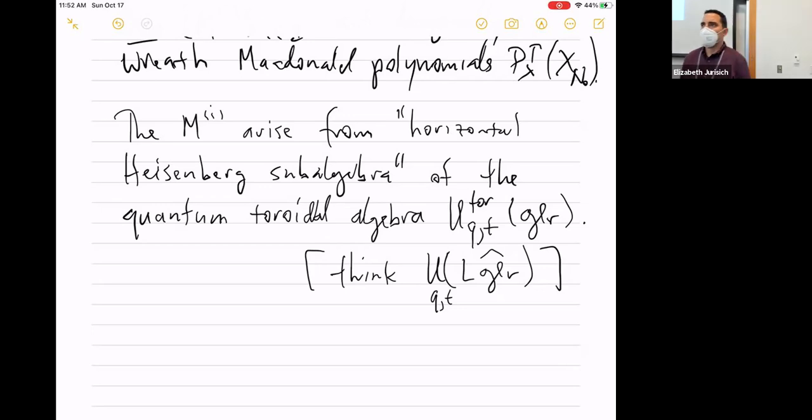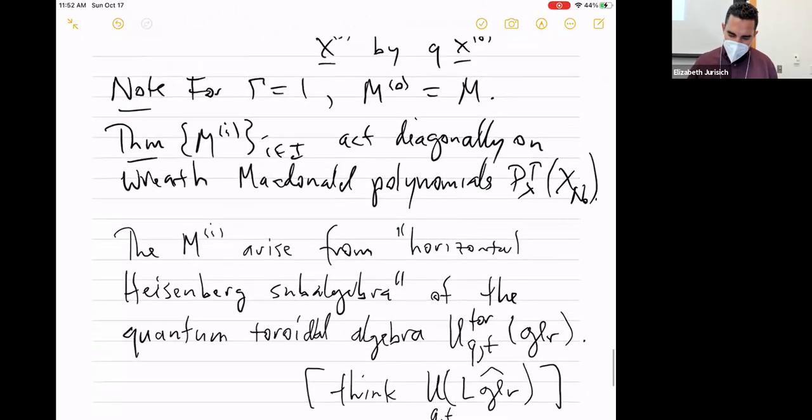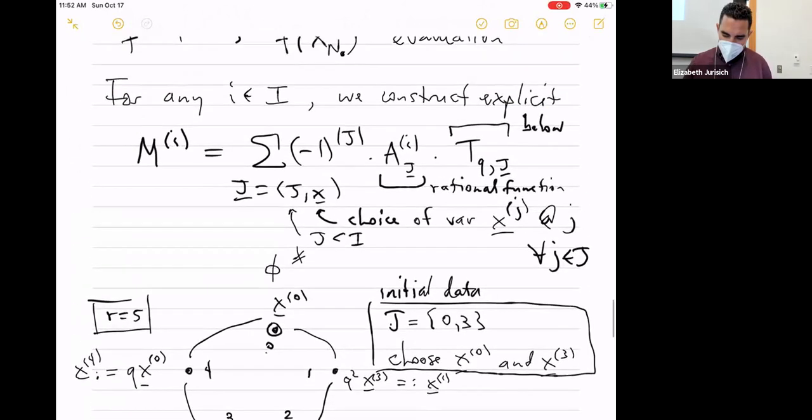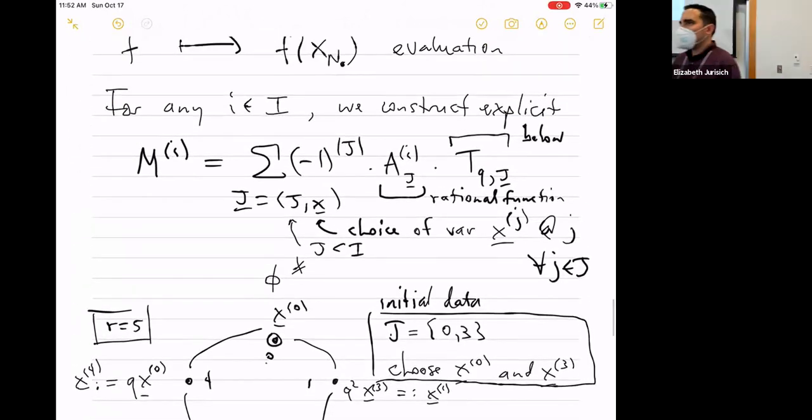One more question. In your formula for your operator, there's a sum over J and X. So is J over all subsets? Yeah, all non-empty subsets of I. Yes, that's right. So it's the sum over all pairs, and J is a non-empty subset of I. Is it obvious for some reason that it should preserve symmetric polynomials? I haven't thought about that.